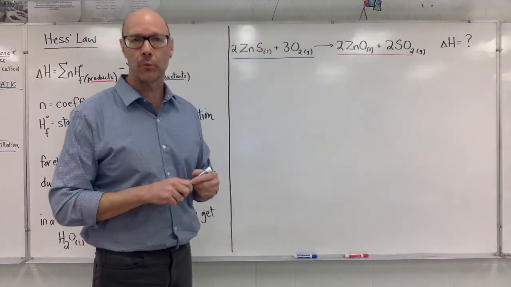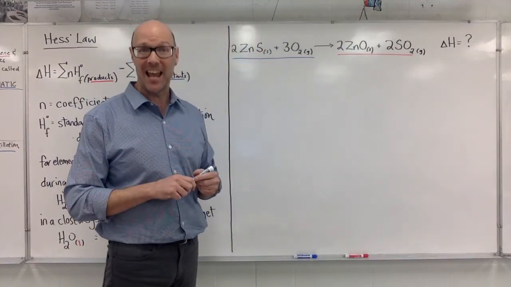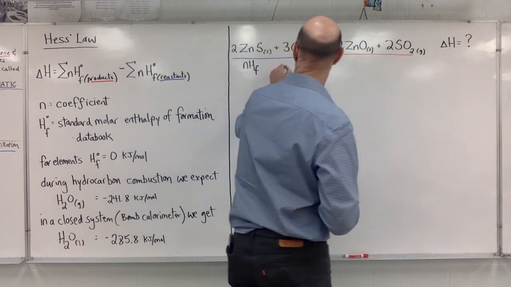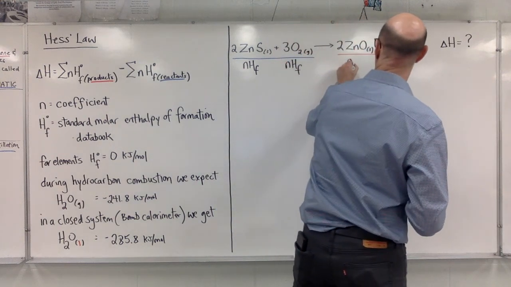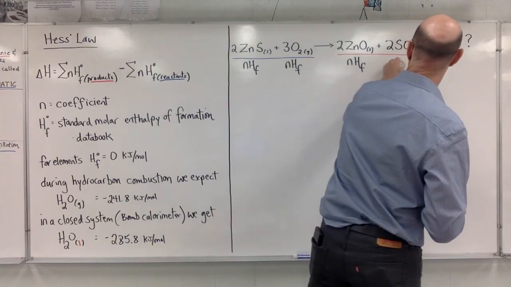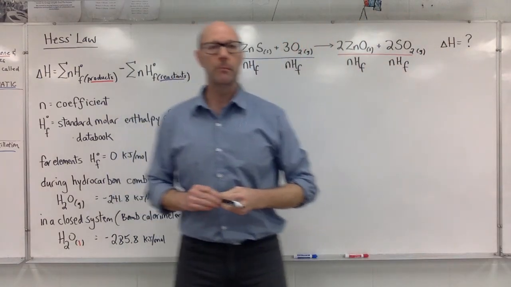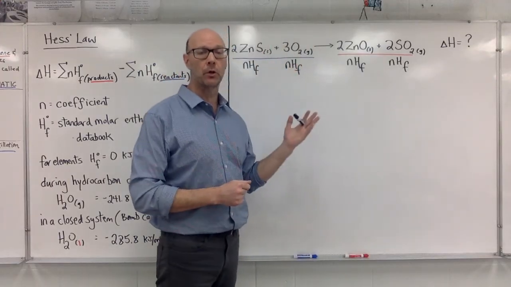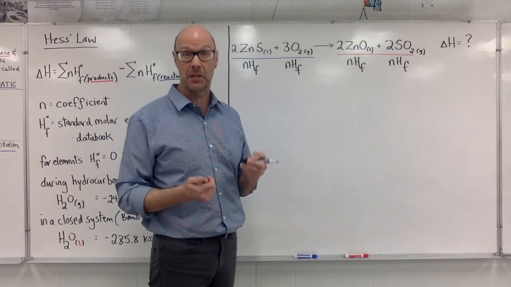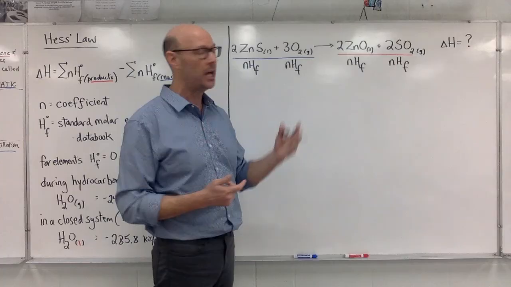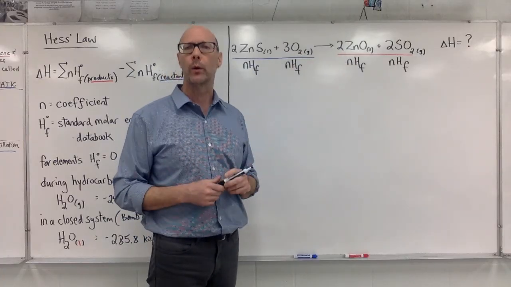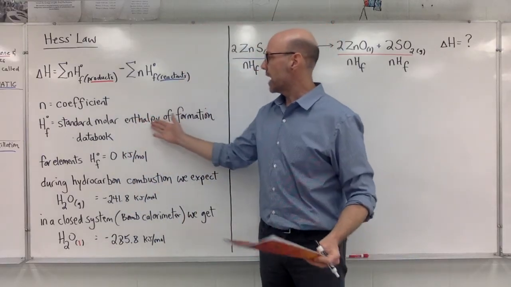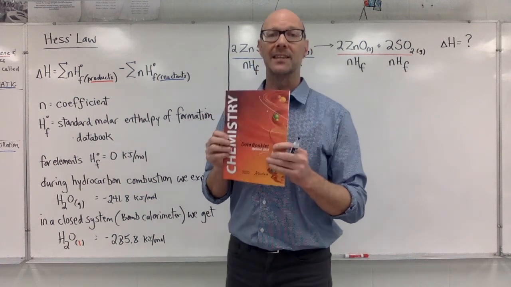Each chemical in a reaction has an n and an Hf. Every chemical has an n, a coefficient. There's a number balancing each chemical. That coefficient might be a 1. We might not explicitly be able to see the digit 1, but there's always some sort of balancing coefficient. It might even be a decimal. And these Hf, standard molar enthalpy of formation, we can find them in the data booklet.